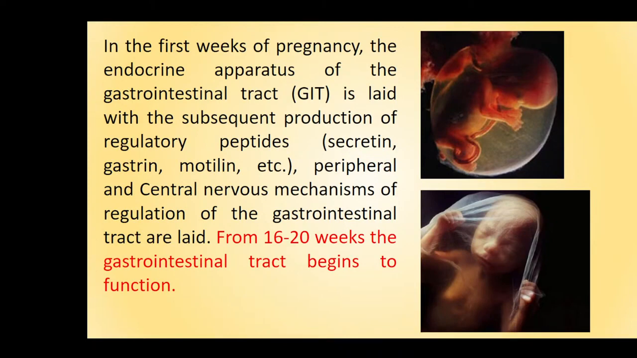In the first weeks of pregnancy, the endocrine apparatus of the gastrointestinal tract is laid down with subsequent production of regulatory peptides: secretin, gastrin, motilin, and others. Peripheral and central nervous mechanisms of regulation of the gastrointestinal tract are laid down. From 16 to 20 weeks, the gastrointestinal tract begins to function.